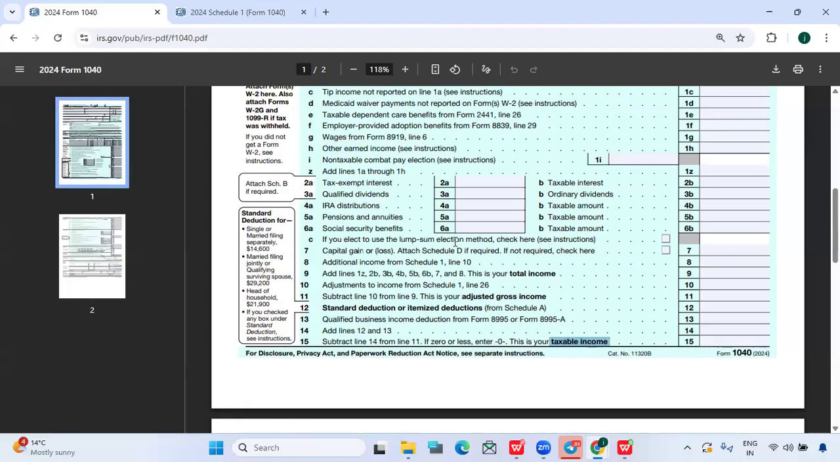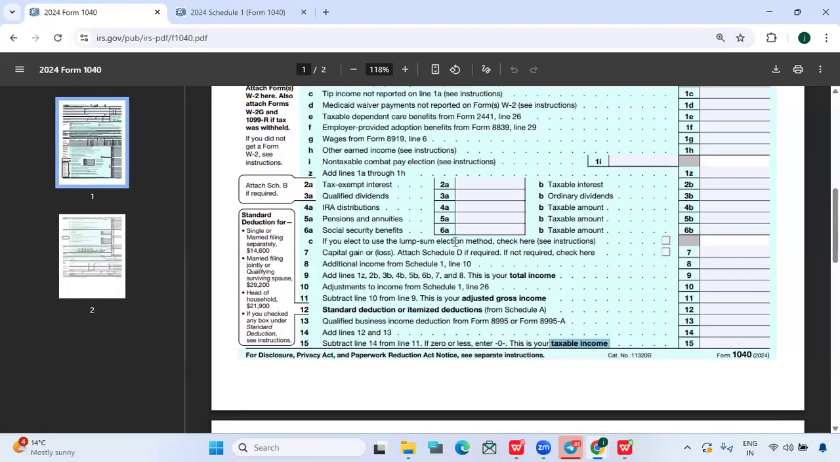So first we will sum up the total incomes, and then we will do adjustments to income. We will reduce the adjustments to income. So the balance we will get is AGI, which is adjusted gross income, and also below that we have standard deduction or itemized deduction. So after that we will get taxable income.